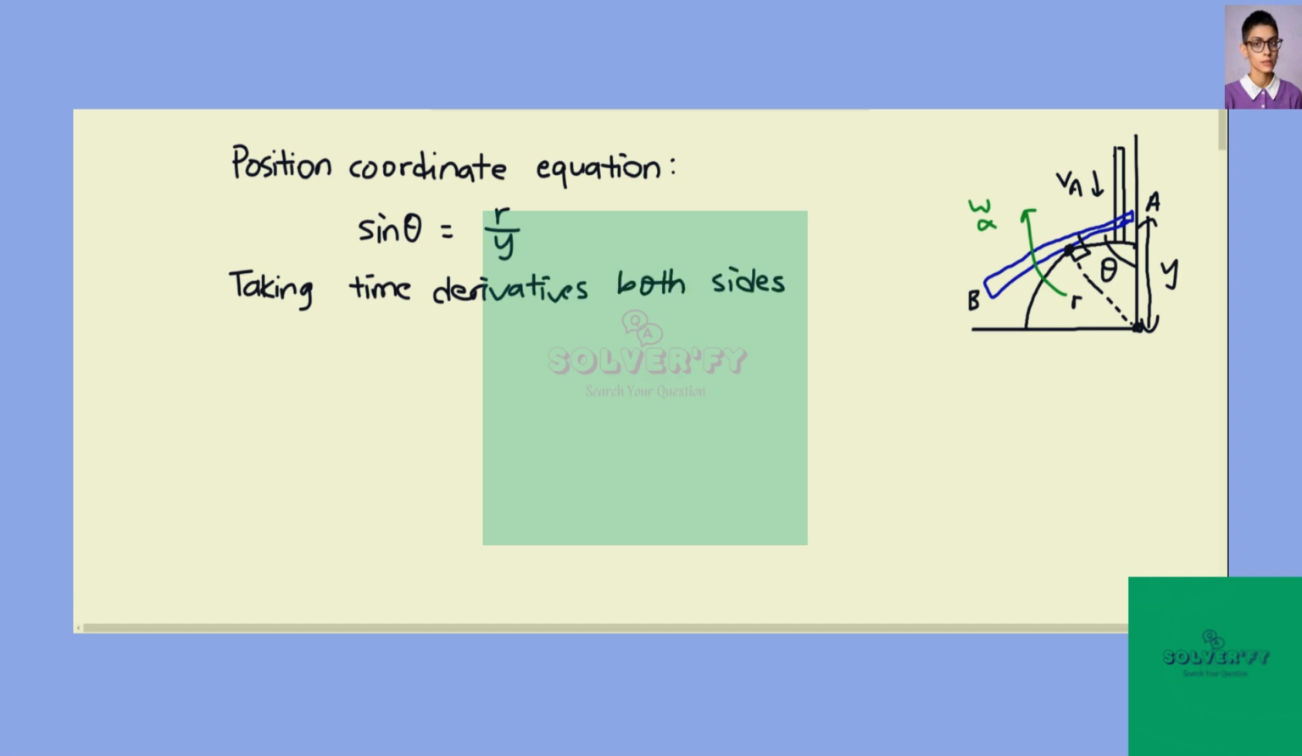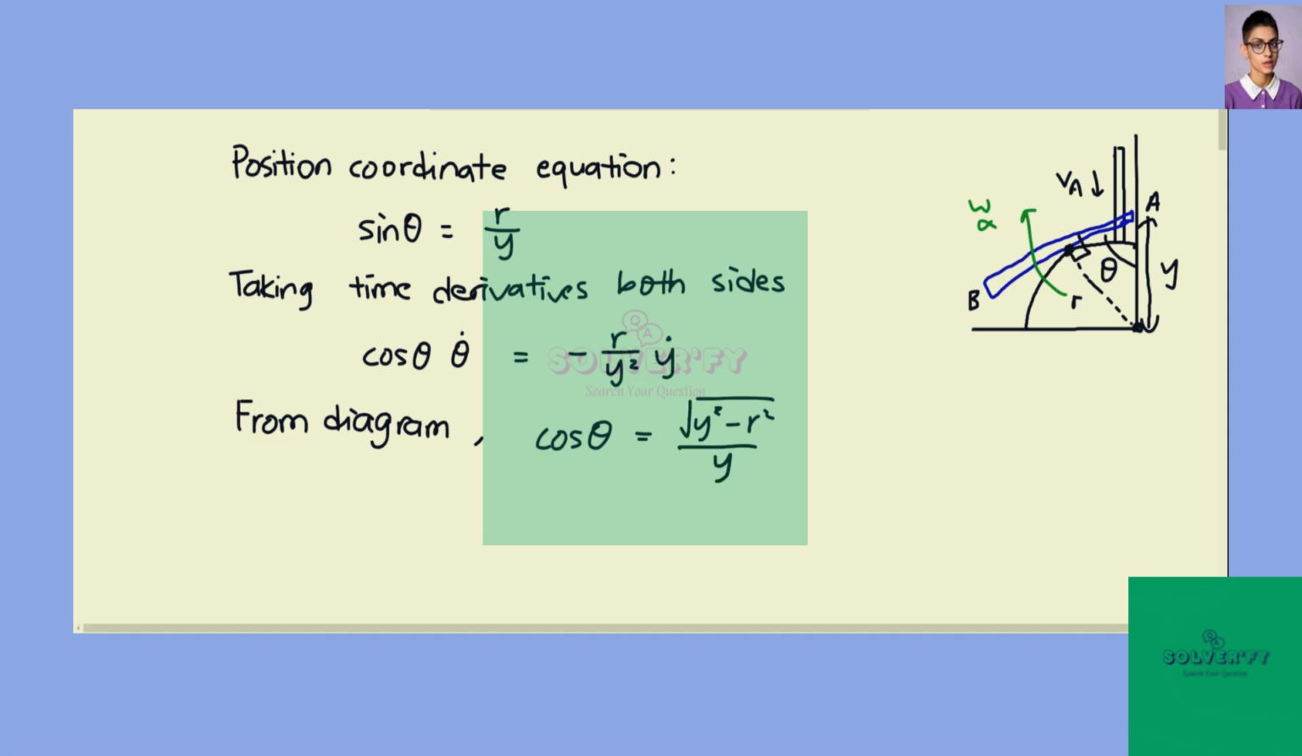So you get cosine theta times theta dot equals minus r over y square times y dot. Okay, so then we need to replace cosine theta to get it in terms of y. So from the diagram, you can see that cosine theta will be the square root of y square minus r square, divided by y. So this is the adjacent side, which is this length, and then divide by y, that's cosine theta.